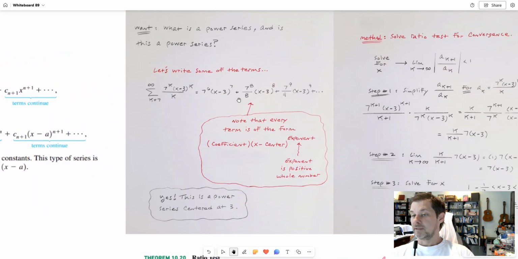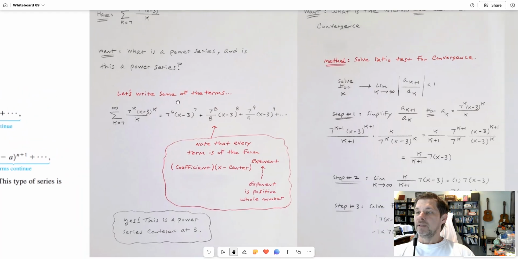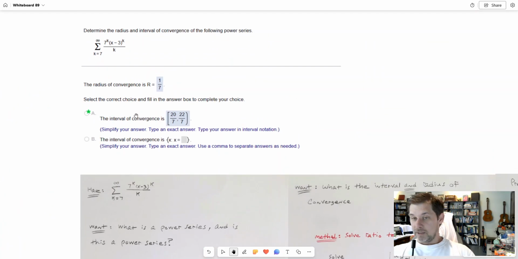I'll get a constant, such as 7 to the 8th power over 8, times x minus some fixed number, which is 3 in this case. That number is called the center of the power series. And then to some exponent, which is a positive whole number. Every term is going to be like that. That's what makes this a power series. We could say this is a power series centered at 3, in fact. So that's what it is. It's a power series.